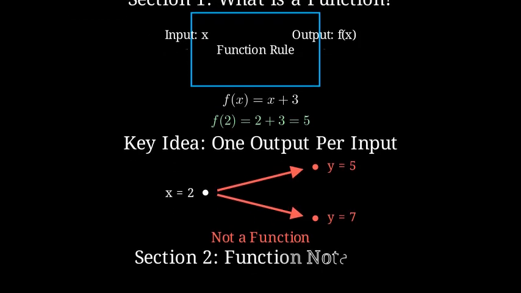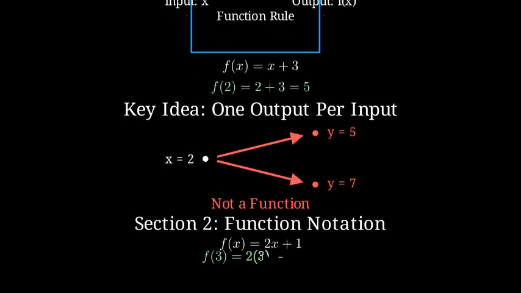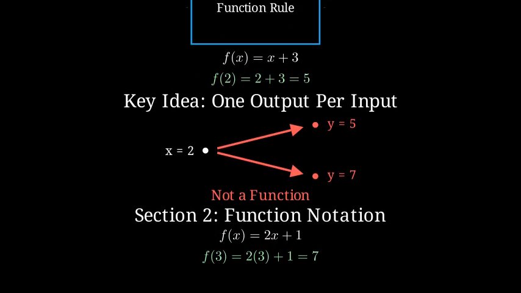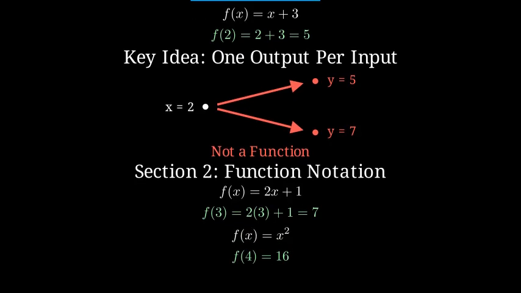Section 2, function notation. If you see f of x equals 2x plus 1, it means take x, multiply by 2, then add 1. Find f of 3. Replace x with 3. f of 3 equals 2 times 3 plus 1 equals 7. Another example: f of x equals x squared. Find f of 4. f of 4 equals 16.